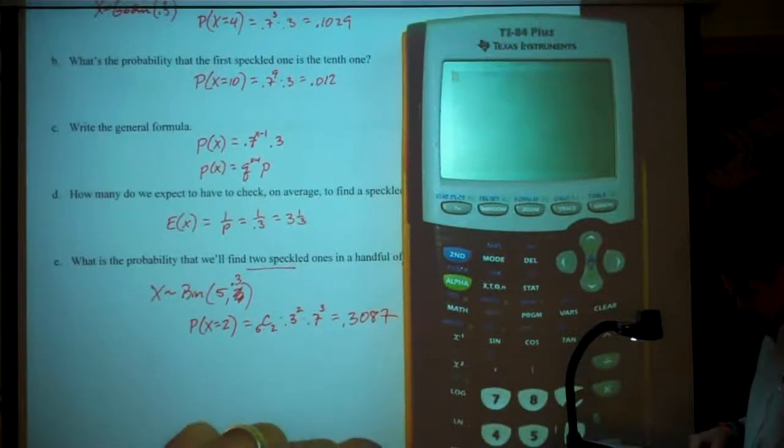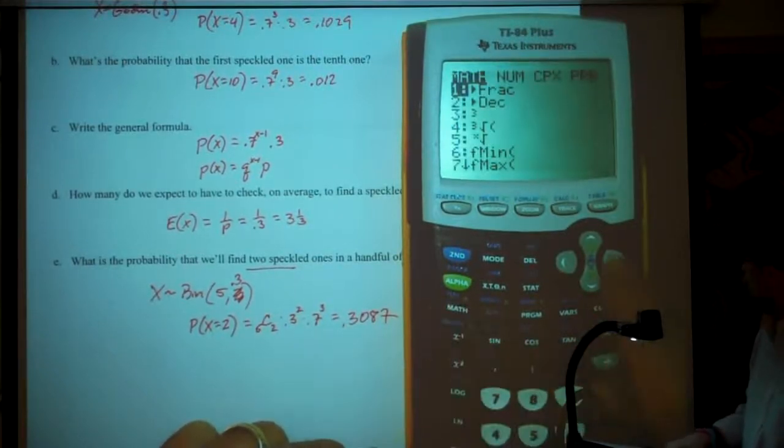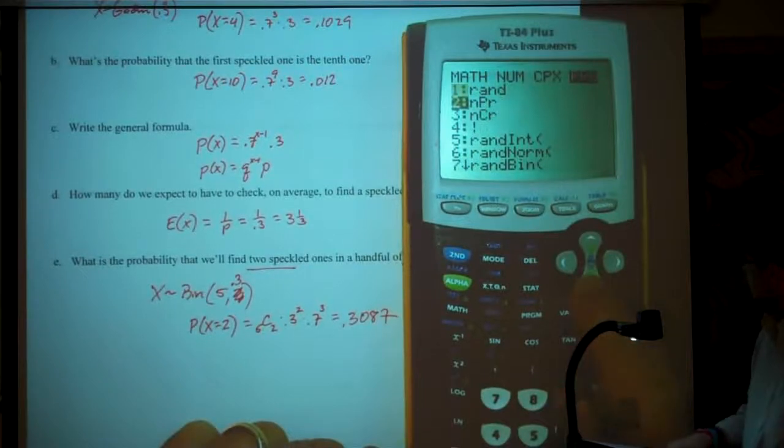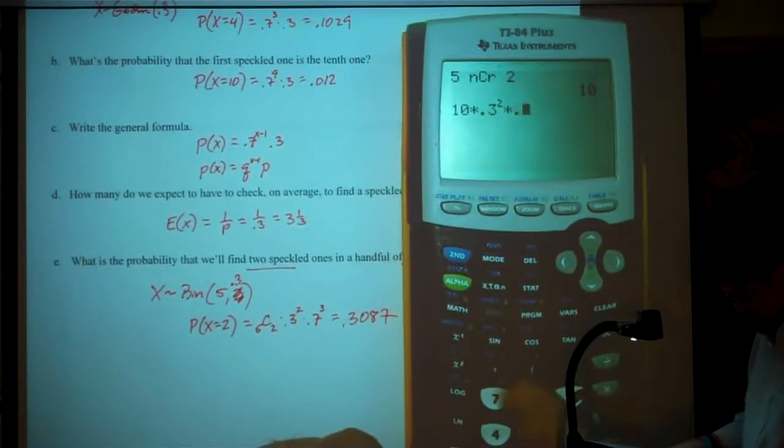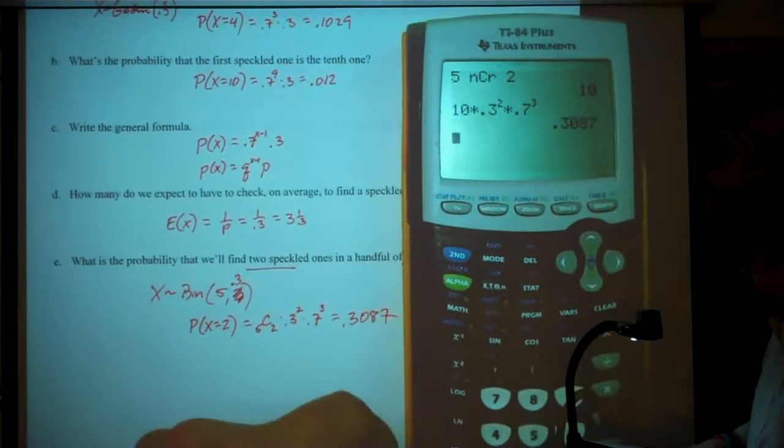And what we do is we hit 5, and then we go to Math, arrow over to Probability, choose nCr, and then 2. And that tells us it's 10. Okay? So 10 times 0.3 to the second power times 0.7 to the third power gets us 0.3087, and that's what we were looking for. Okay? That's the hard way.